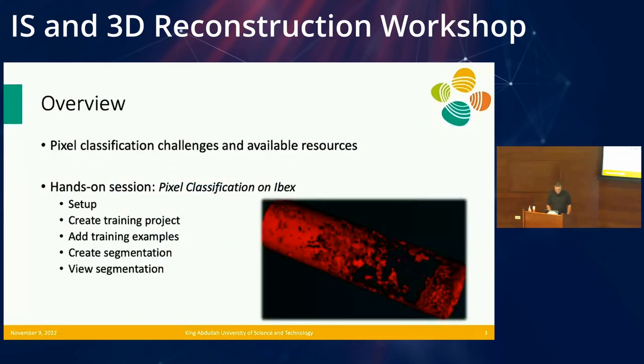So an overview of what we're going to discuss in this presentation. We're going to start off with a look at some pixel classification challenges and some of the available resources we have around KAUST. Then we're going to do a hands-on session of actually doing this on IBEX, our research cluster here on campus. We'll do our initial setup, create our training project, add our brushing examples, do the segmentation, and then finally view the segmentation.